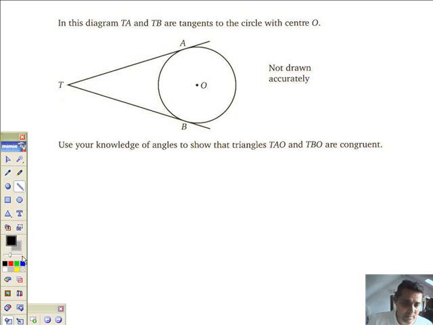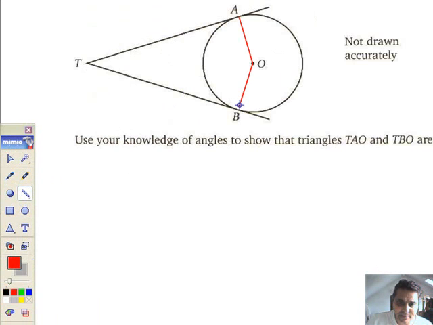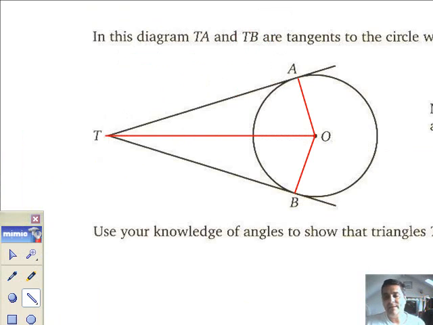Well, let's just put in some more information there, shall we? So that joins to that 'cause it's a radius, and that joins to that 'cause it's a radius, and this centre joins to the point T. So I've got to prove that these two triangles I've just constructed using the red lines are identical. Well, of course they are.